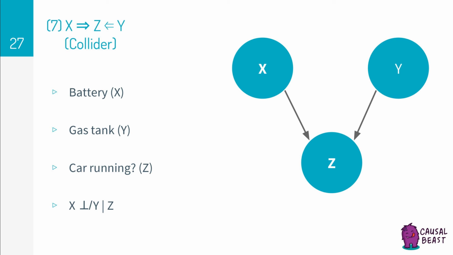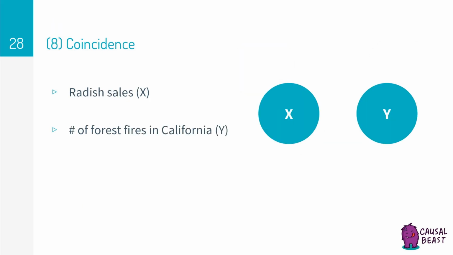The variable z is called a collider variable, and it's what induces a spurious association between two parent variables, x and y, that don't cause each other, and share no common cause, but are made dependent through the common effect they cause. The last type of correlation is also not causal.